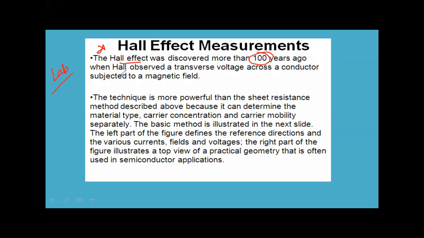Can you repeat at least two points from here? Hall was discovered 100 years back and he observed a transverse voltage when he applied the magnetic field. And this is a more powerful technique than sheet resistance.